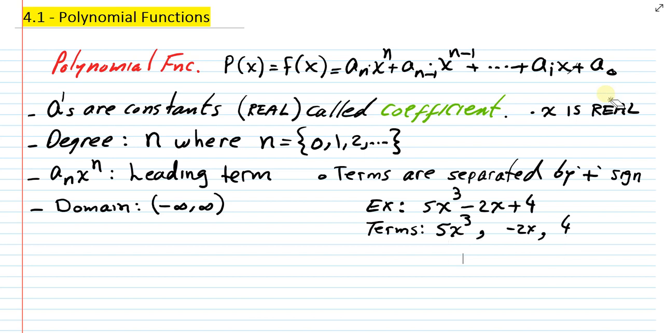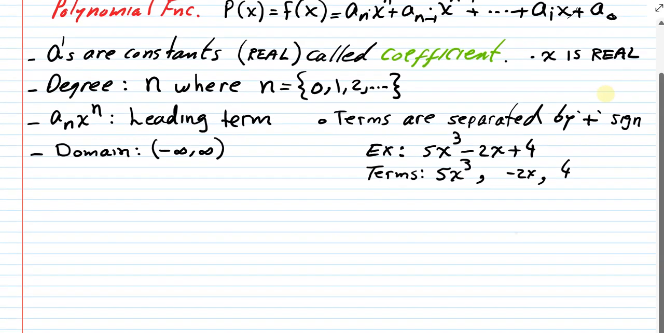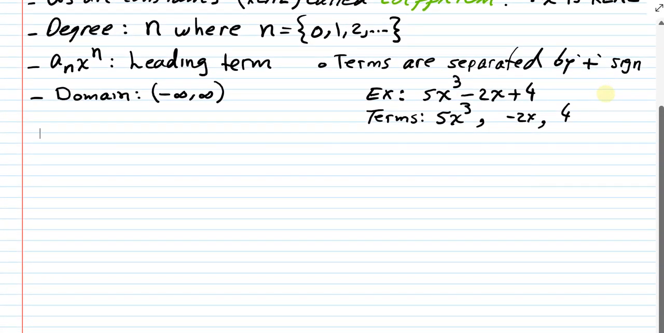Okay, now the domain: what can x be when I have a polynomial expression? Well, x can be anything, and that's what the domain is referencing. The domain of these polynomial functions is all real numbers, and that is why they are so useful, because you can plug in just about any x, any real number, and you will get an output for the polynomial function.